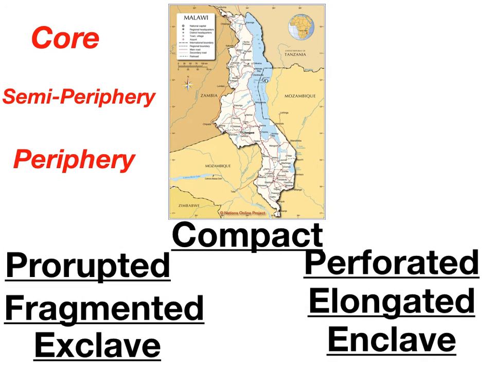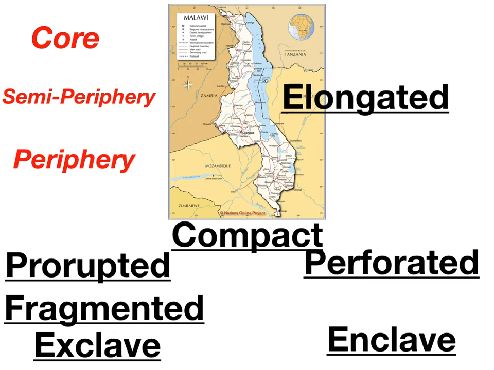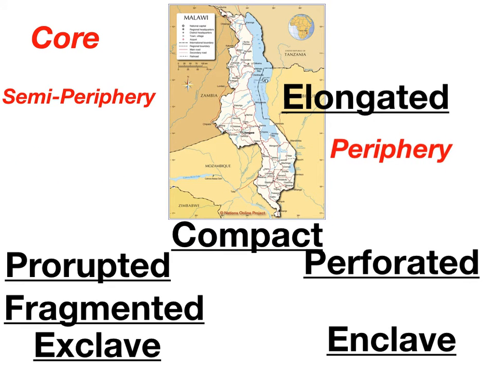Okay, the next state we're going to look at is in sub-Saharan Africa, and this is the state of Malawi. We can see it's bordered by Lake Malawi on the eastern border. So the shape of Malawi is elongated. Malawi is an elongated state, and like many of its neighbors, this is a periphery state according to world systems theory.